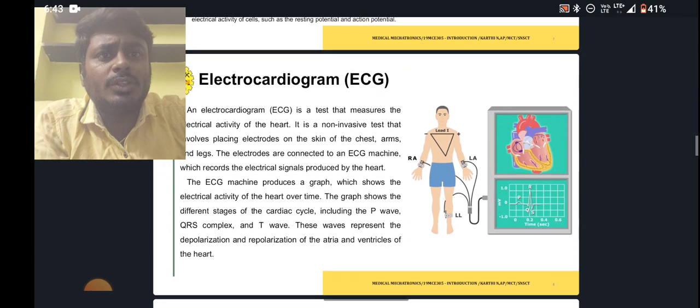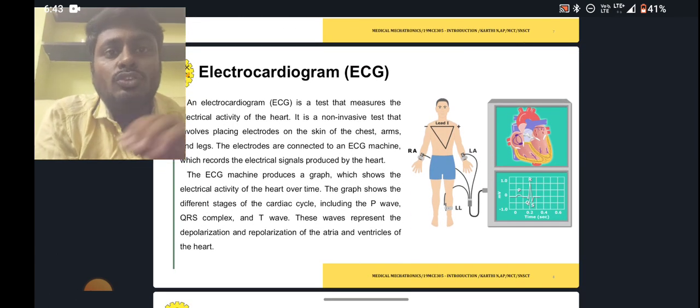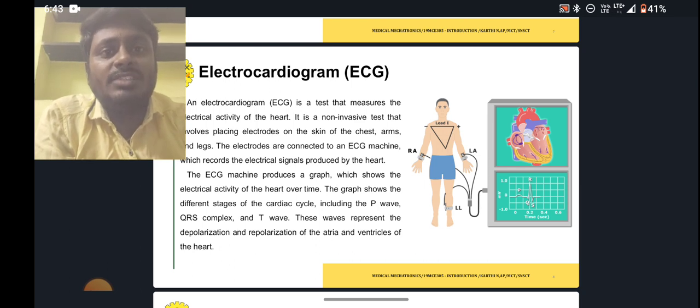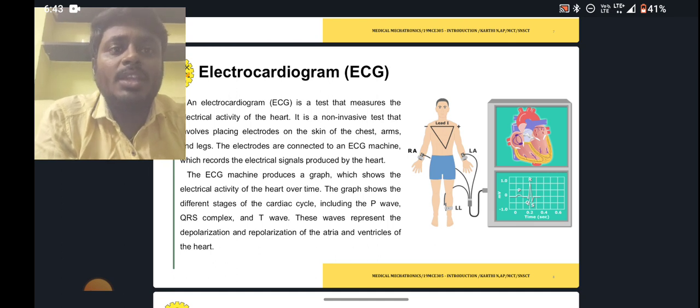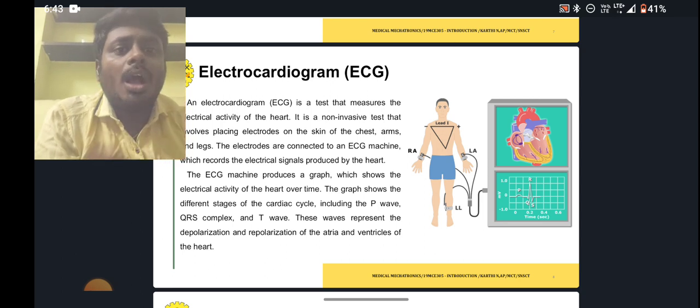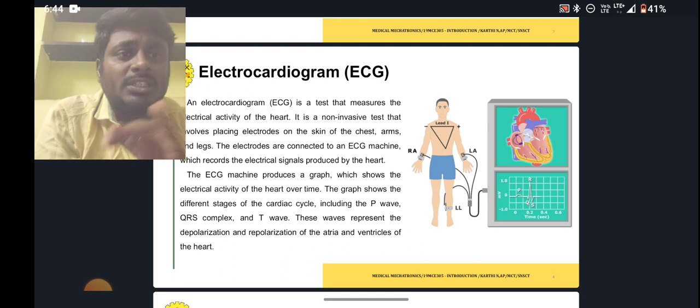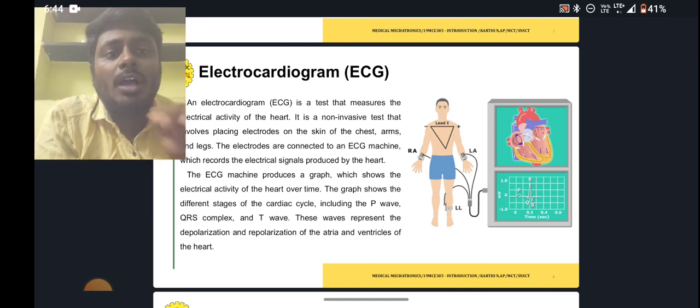Now we can discuss the topic of the ECG, called electrocardiogram. Through the ECG we can get the heart activity of the human body. What is an ECG? An ECG, electrocardiogram, is a test that measures the electrical activity of the heart. It is a non-invasive test that involves placing electrodes on the skin of the chest, arms and legs. The electrodes are connected to an ECG machine which records the electrical signals produced by the heart. The ECG machine produces a graph which shows the electrical activity of the heart over time.